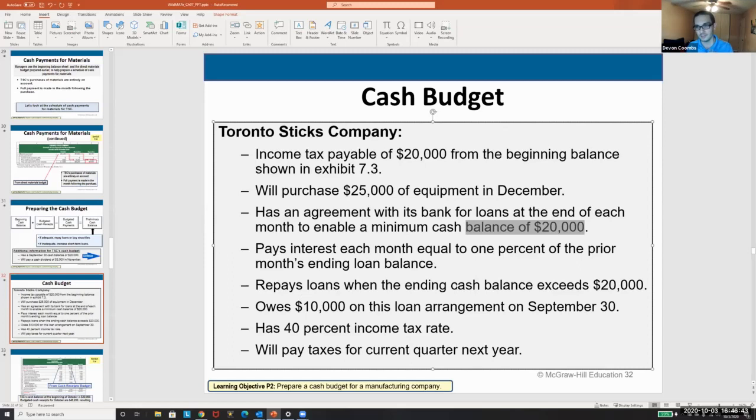I know this is a lot, right? But we'll just take it one piece at a time. We repay the loan when the ending cash balance exceeds $20,000. We owe $10,000 on this loan arrangement as of September 30th, have a 40% income tax rate, and will pay taxes in the current year.